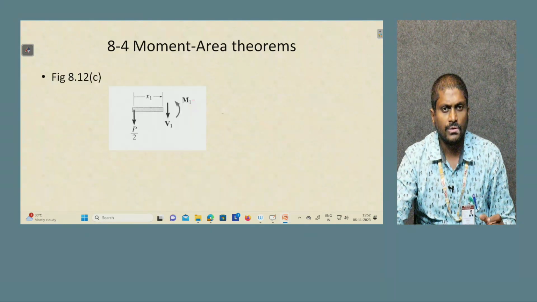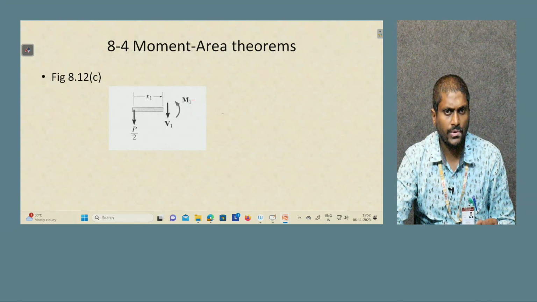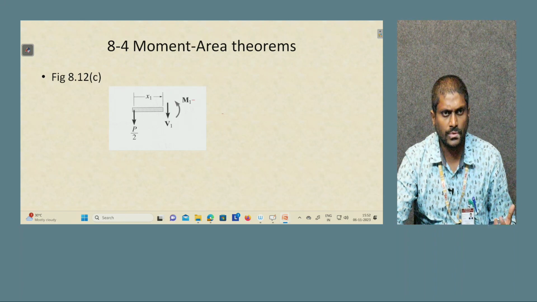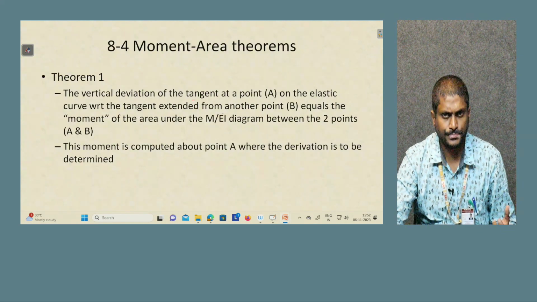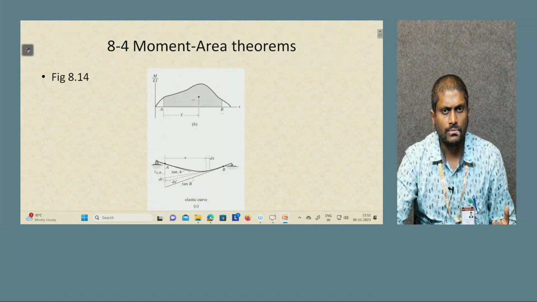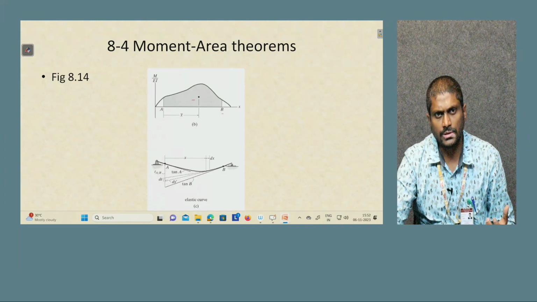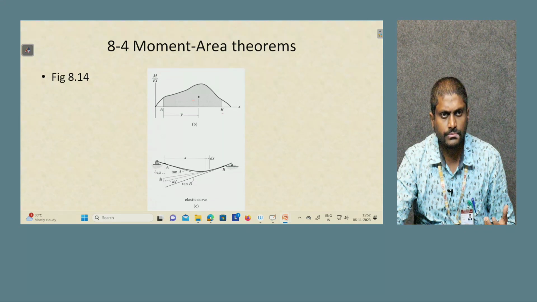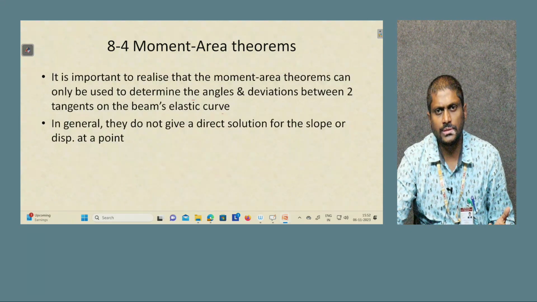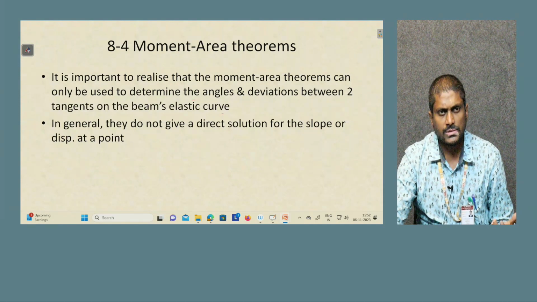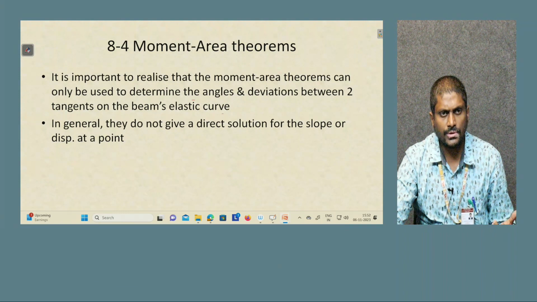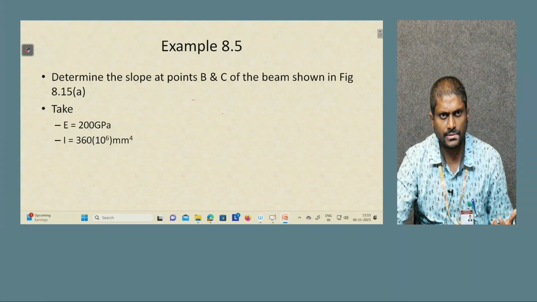So with that, you can see the one beam when you cut at the center, how the free body diagram and reactions are taken into consideration. This is for a better understanding of the diagram, how to apply the moment area theorems. It is important to realize that the moment area theorems can only be used to determine the angles and deviations between two tangents on the beam's elastic curve. In general, they do not give a direct solution for the slope or displacement at a point.